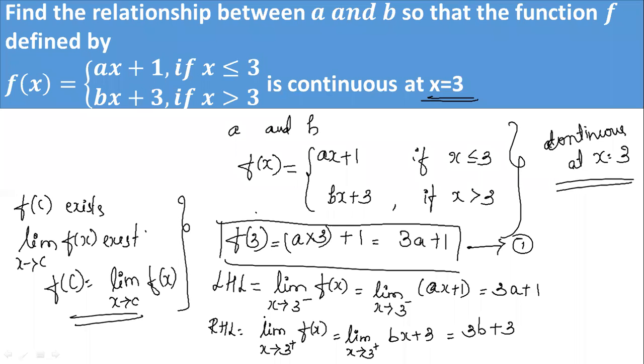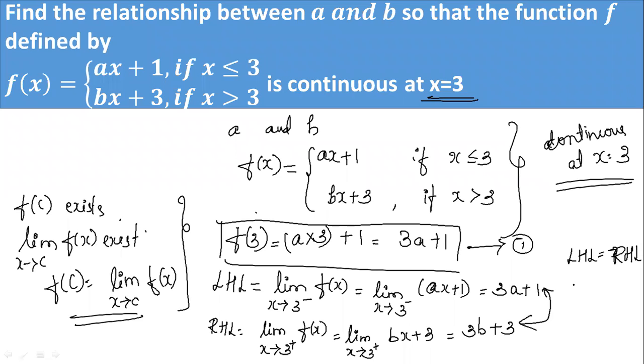Yeah, because the limit exists. Good. Because what has been said? Function is continuous at x is equal to 3. Yes, Dikshita. Function is continuous at x is equal to 3 means it should satisfy these three conditions at x is equal to 3. The second condition is limit f of x as x tends to 3 exists. Limit exists means left hand limit should be equal to right hand limit. So, equate left hand limit and right hand limit.